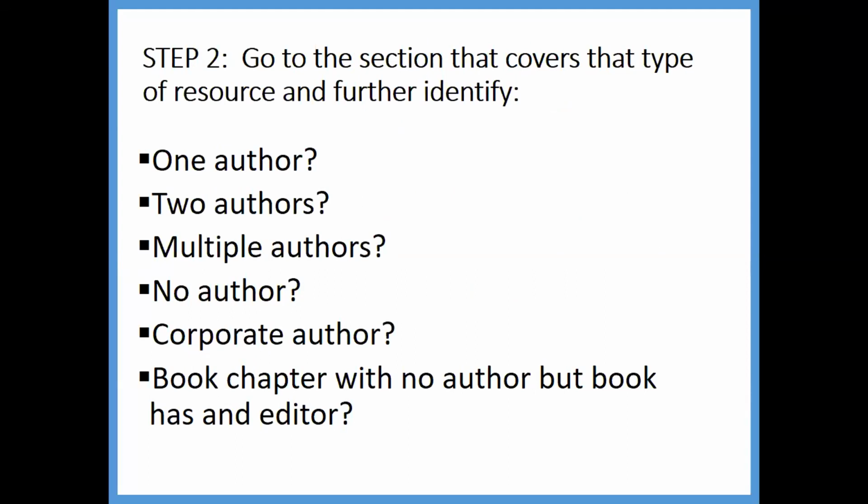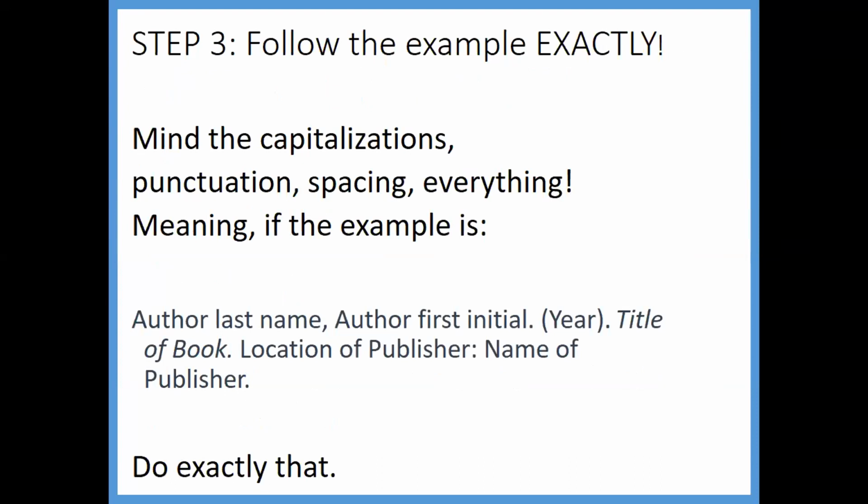And then you go to the section in your citation rules that covers that type of resource and further identify whether they're one, two, multiple authors, no author, a corporate author, or a book chapter with no author but book and has an editor. There are many rules that govern the citation format. And finally, you want to follow whatever example is available.